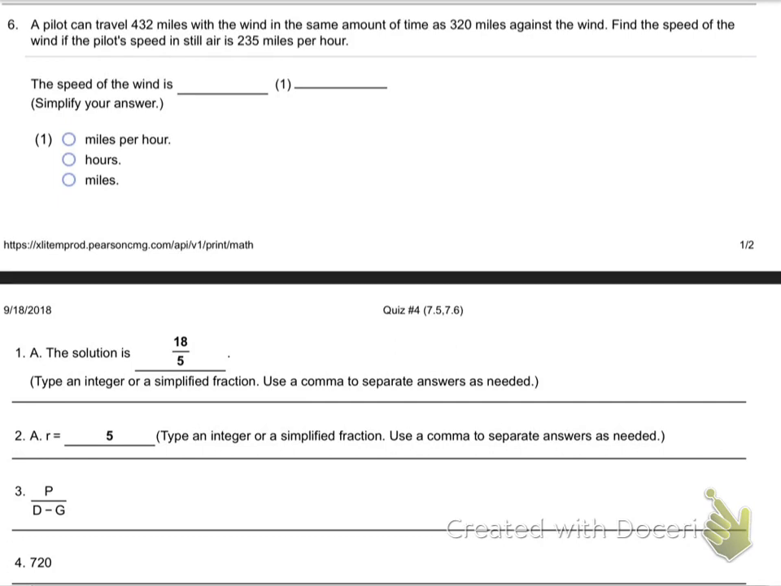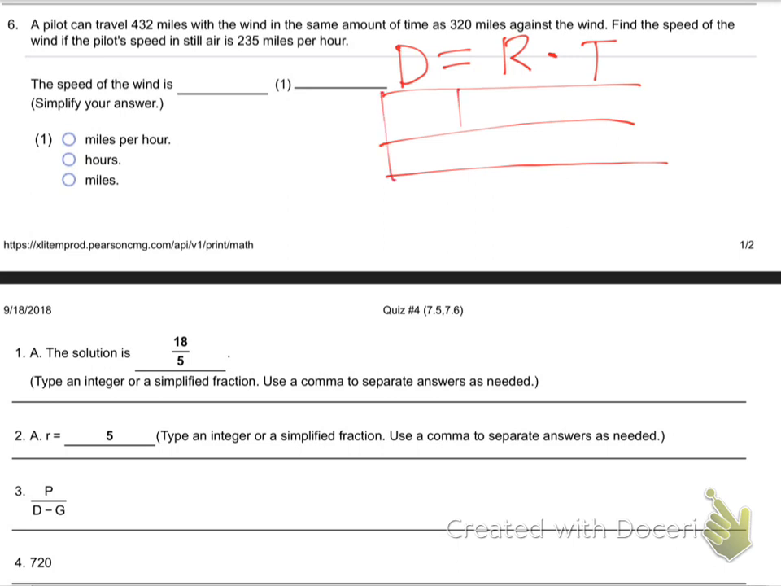So number 6 here, last one, it's a travel one. Distance equals rate times time. That's the formula we always use for travel. So let's do that. A pilot can go 430 miles. We have the with the wind and the against the wind. How does that always work?